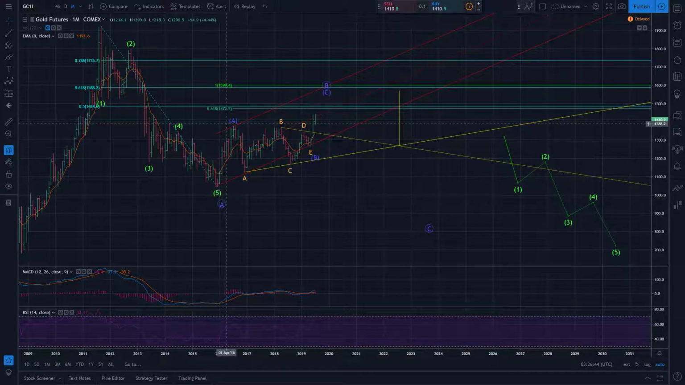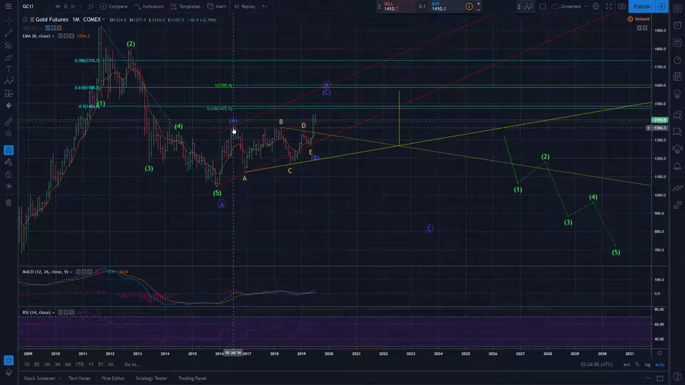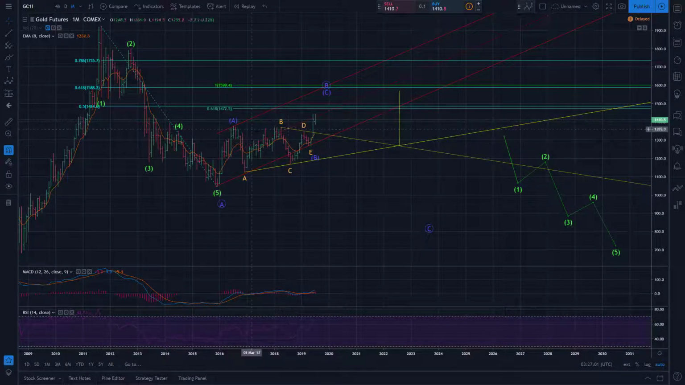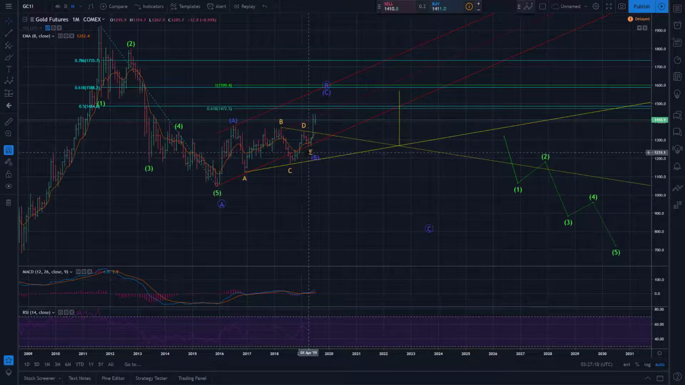we had this impulsive wave up off the bottom. If you go in closer, it subdivides into 5 waves quite nicely. So I'm calling that the A wave. And then from that smaller degree A wave peak in July of '16 there, you had a very sideways market, and counts very well as a triangle. So you had an A down, B up, C down, D up. Recently finished an E down for a larger B wave.